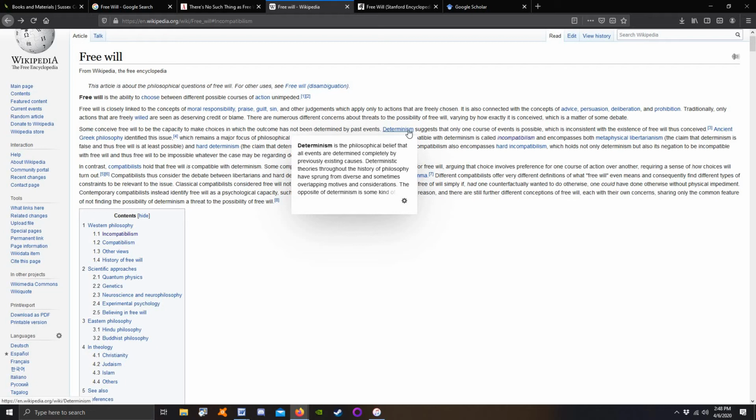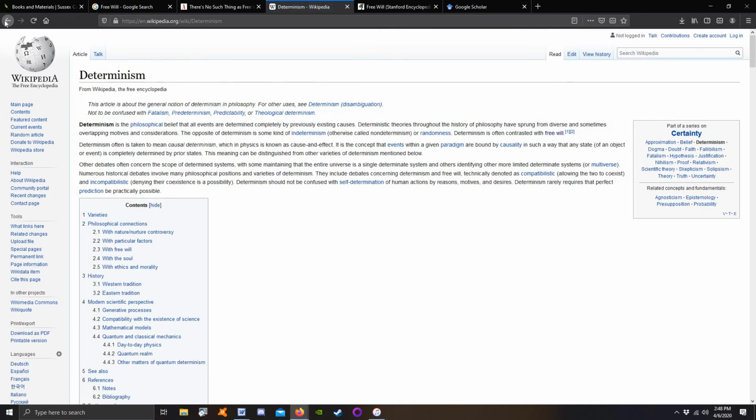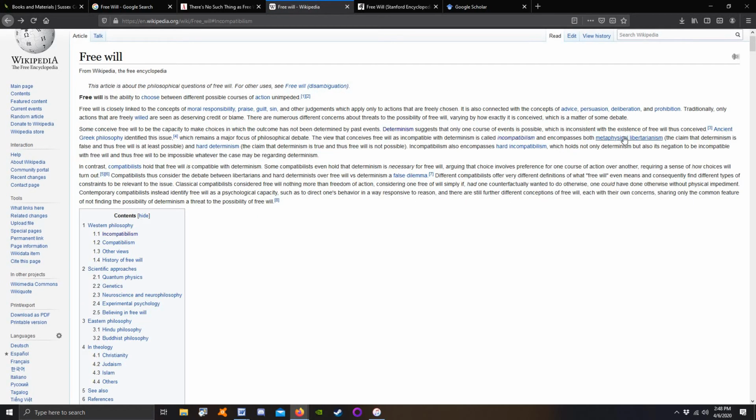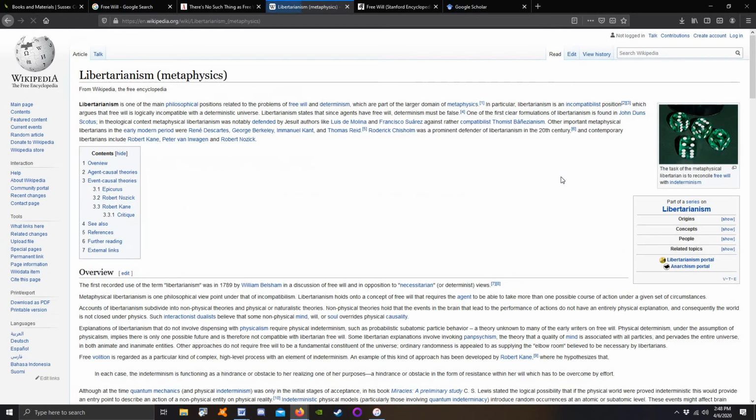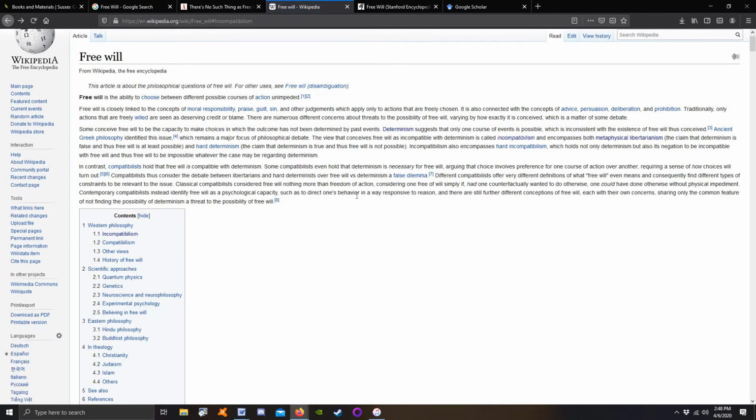You want to know more about determinism? Let's go learn more about determinism. You want to learn more about metaphysical libertarianism? Well, here's the page on metaphysical libertarianism. Great. So this is a good place to start. Again, you don't want to quote this. It's just summary, not participating in the argument. But we already have a decent understanding of the concepts involved, about the various positions that are there to be explored. We can work with this.